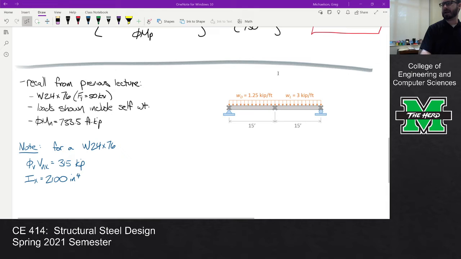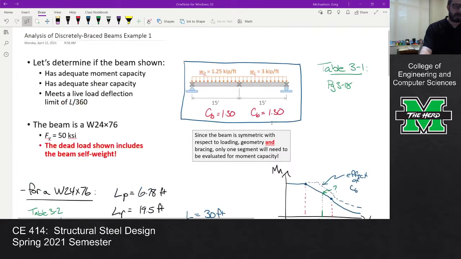I'm going to first off scroll up and just walk through the capacity check that we did so far. One of the things that we really didn't hammer home super well last time, but we're going to talk about a little bit today, is the fact that we're really only evaluating one segment, okay? Remember, this beam has two segments. If I use my highlighter, there's a segment from here to here, and there's a segment from here to here. So there's two different segments.